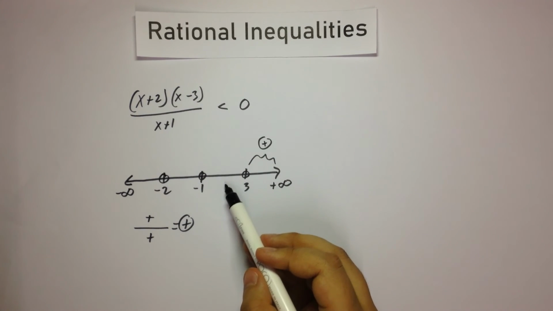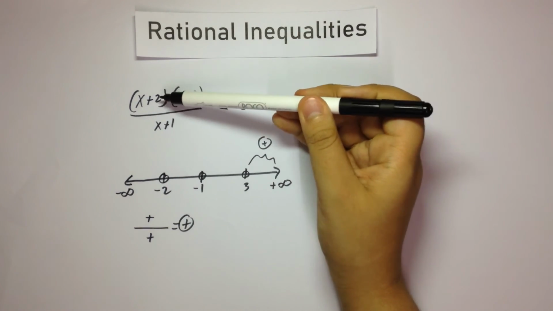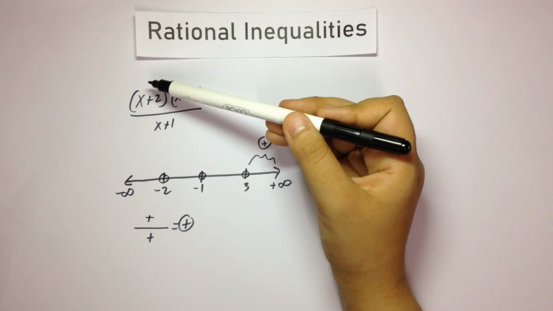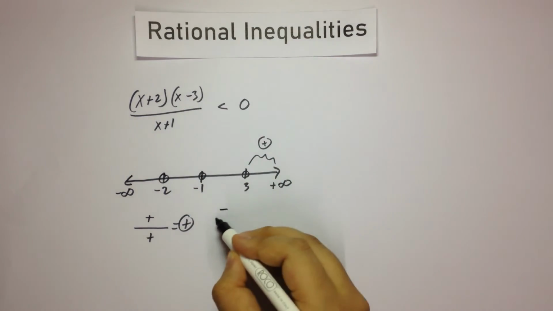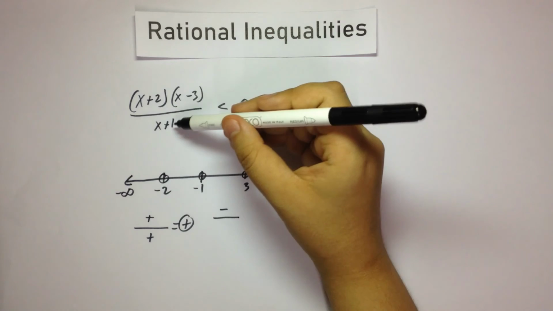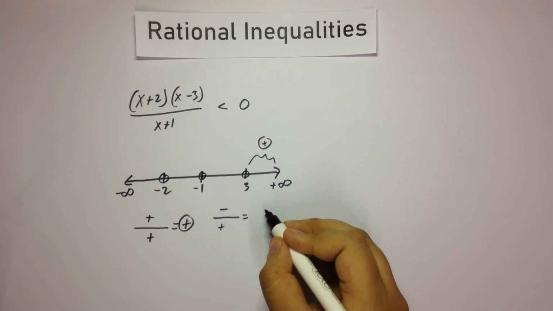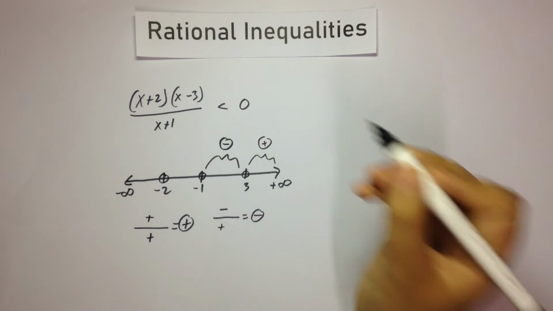Next, let's start over here. Let's think of 0. So 0 plus 2 would be 2. And 0 minus 3 would be -3. 2 multiplied by -3 would be -6. So it would be a negative sign. And 0 plus 1 would be a positive. So negative divided by positive would be a negative. So this region over here would be a negative.